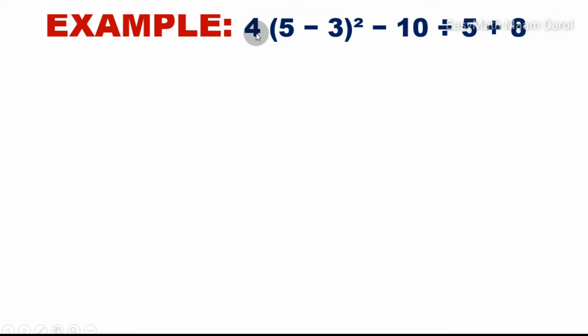Yung ibig sabihin ng times the quantity, meron na tayong nilagay na parenthesis at ginrupo na natin yung mga numbers dun sa loob. So, 4 times the quantity 5 minus 3. 5 minus 3 ay naging isang grupong numero at siya ay nilagyan ng exponent na 2. So, hindi lang yung 3 ang mayroong exponent na 2, hindi lang yung 5, kundi yung 5 minus 3 as a whole ang nilagyan ng operation na squared.